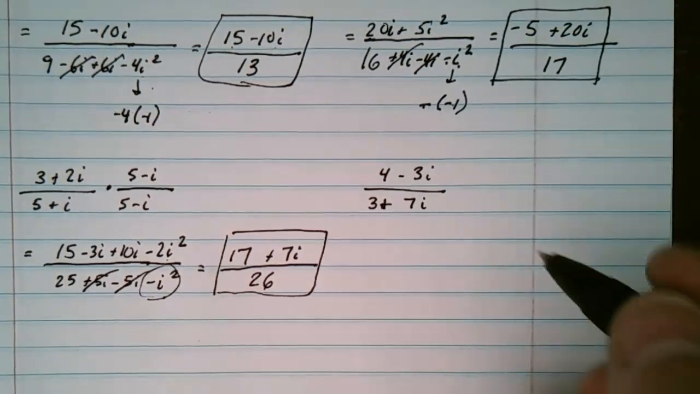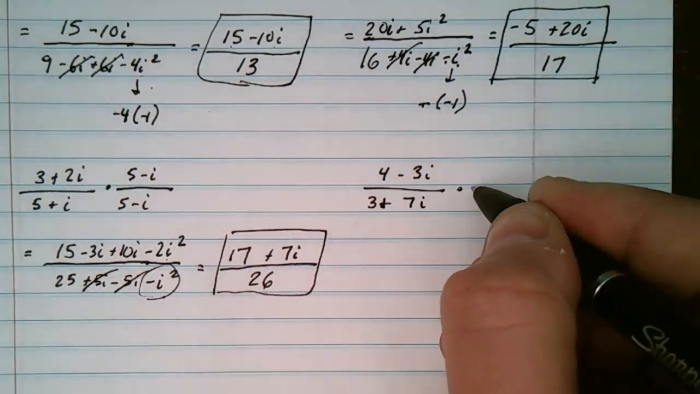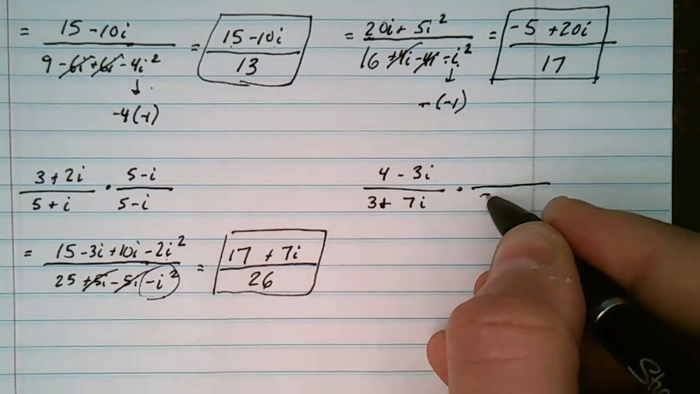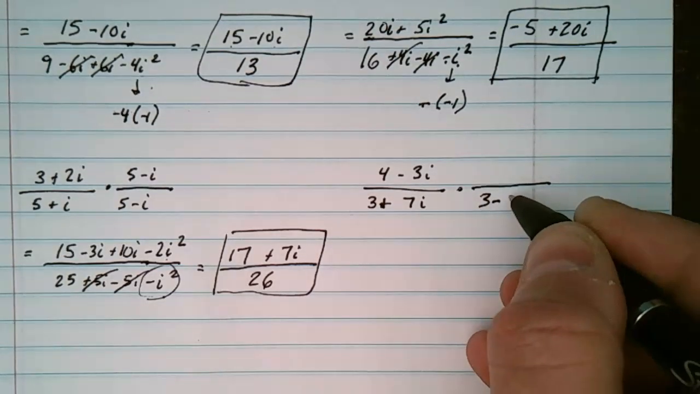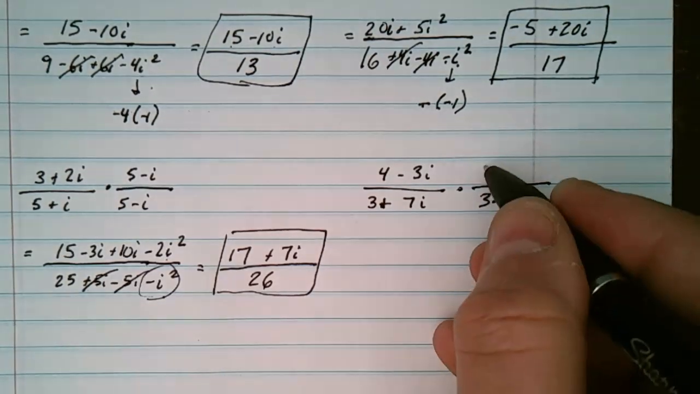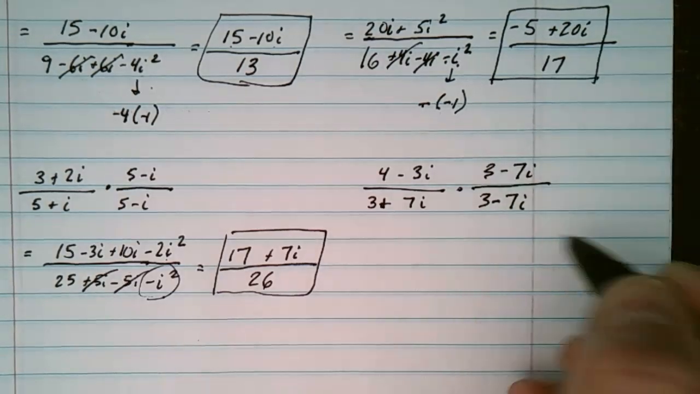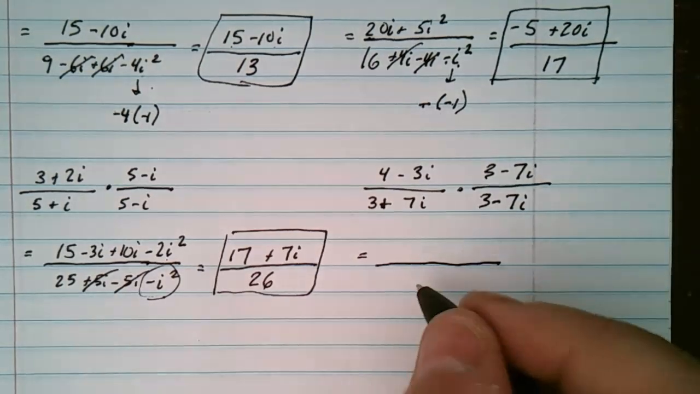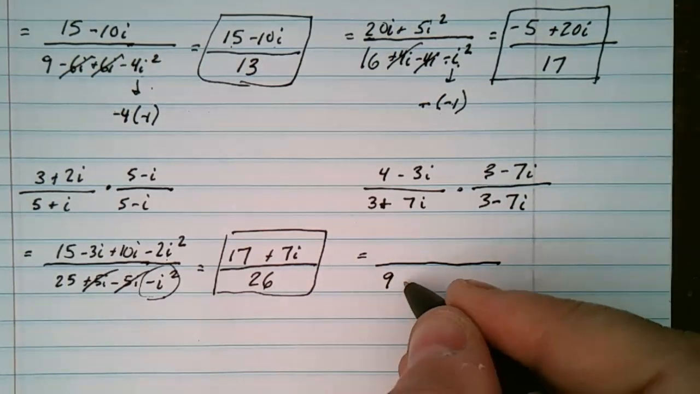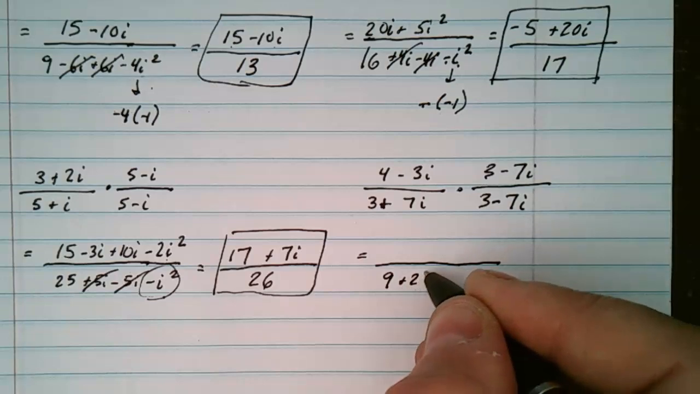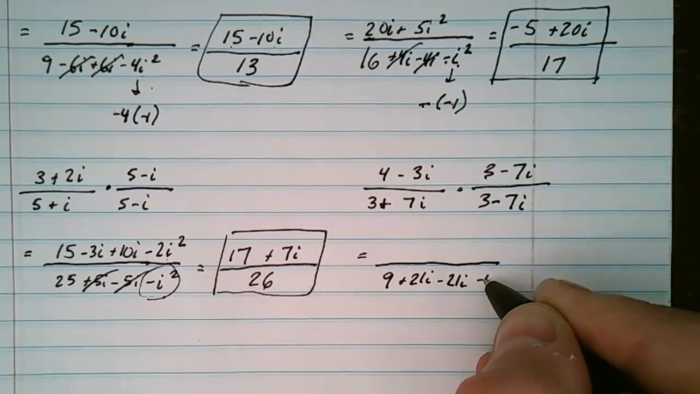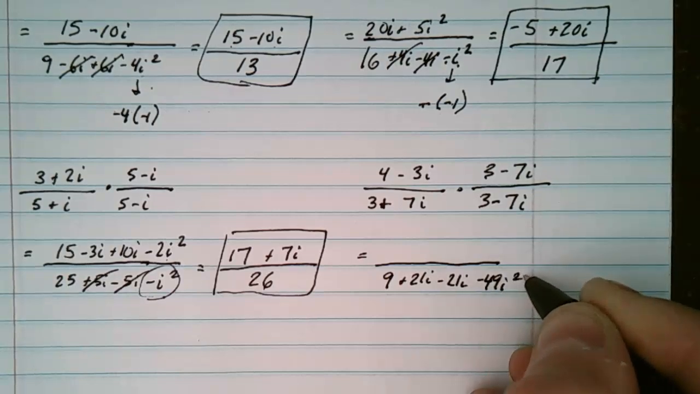And last but not least, this one here. Same thing. You have a complex number in the bottom. You're going to multiply by the conjugate, which in this case is 3 minus 7i, top and bottom. And then we're going to come down here and multiply these. This is going to give me 9 plus 21i minus 21i, and then minus 49i squared.